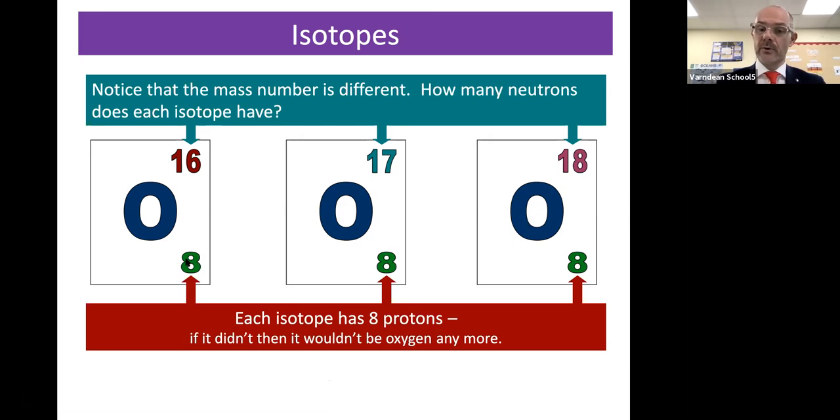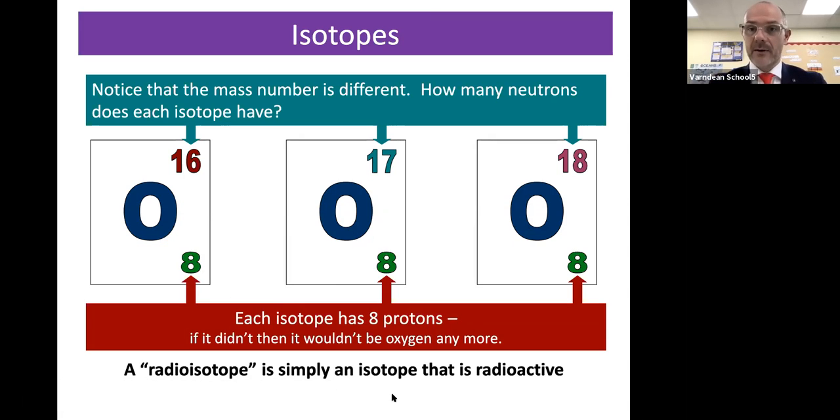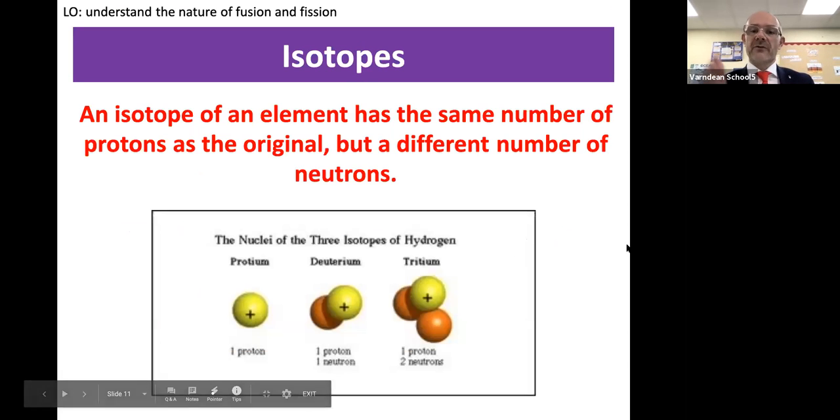So an isotope is a version of an element that has the same number of protons, but different numbers of neutrons. That is the definition of an isotope. Okay, a radioisotope that we're going to talk about in a minute is any isotope that is radioactive, so that undergoes radioactive decay. And we're going to talk about that in a moment. Okay, so there's the definition.